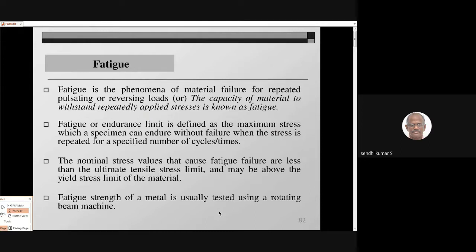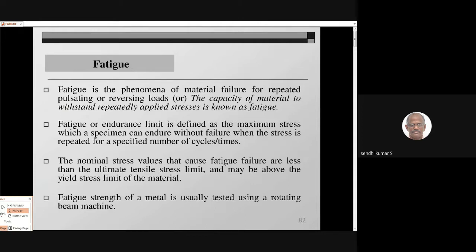So today in this video, in regard to our testing of materials, we are going to see what is meant by fatigue. Fatigue is generally called a phenomenon of material failure under repeated loads. So the capacity of any material to withstand this repeatedly applied stress is known as fatigue.